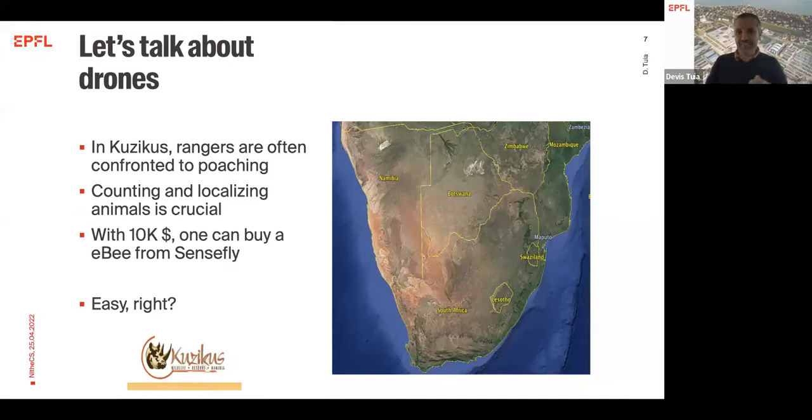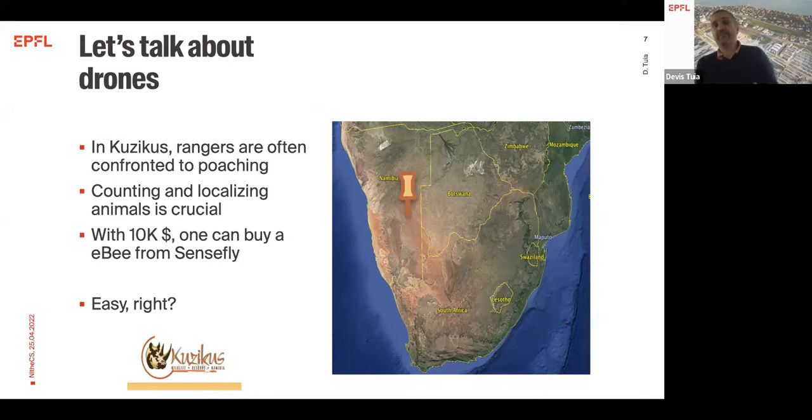Okay, so yeah, spoiler alert: drones and animal census in Namibia. We have been running this project with our colleagues at the Kuzikus Reserve, which is here in Namibia, really not far from you guys. It's a private reserve, but they really care about science and making things right, also in terms of automatization of the processes.